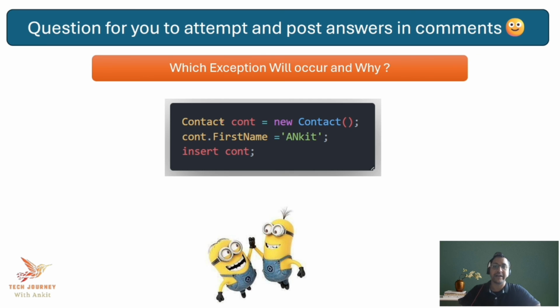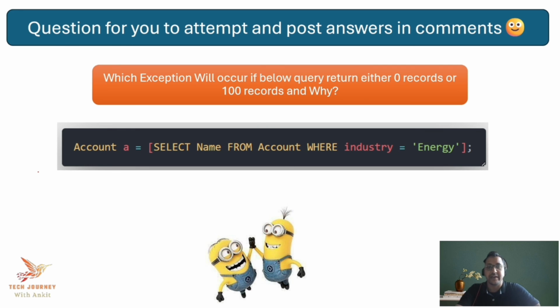what exception will occur and how you can avoid that exception. Another code snippet that I have is this. When I am executing this code, either I am getting 0 records or I am getting 100 records, my code is failing. Again, try to attempt why this code is failing, which exception will occur, and how I can avoid that exception as well. Your answer must include 3 points: the exception name, the reason for the exception, and how you can avoid that exception. Please try to attempt all the questions that I am asking.